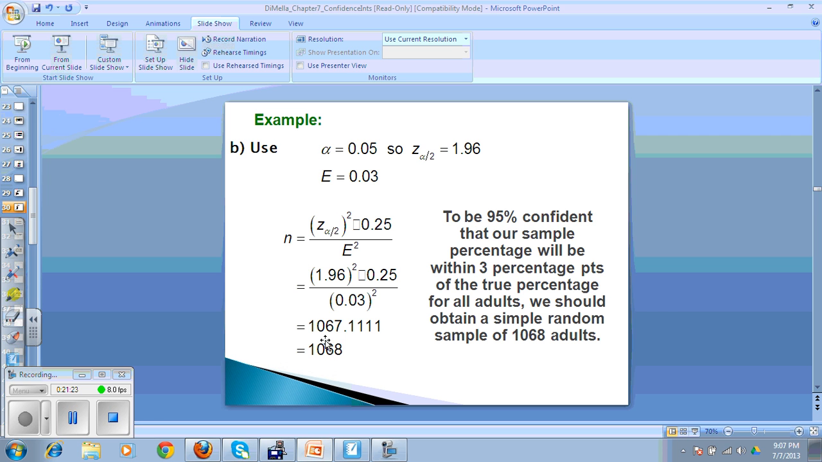So think about your bill for your cell phone as $1,067.11. If you mail them 1,067, I promise you Verizon would be like, hey, you owe us 11 cents. So you have to make sure that you cover that also.